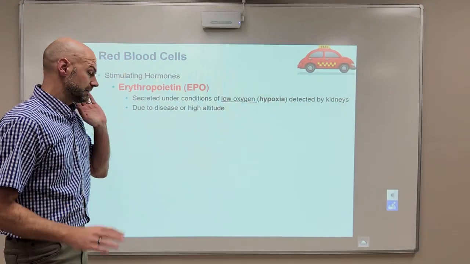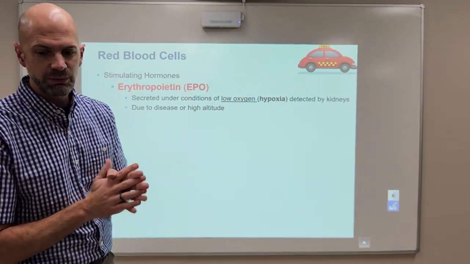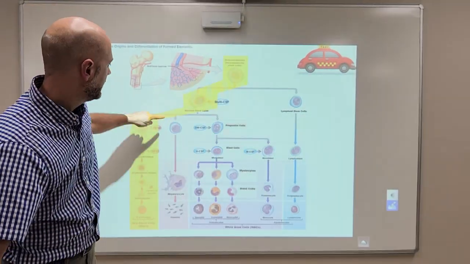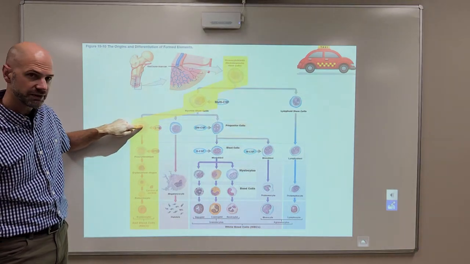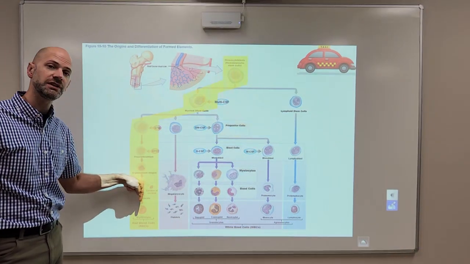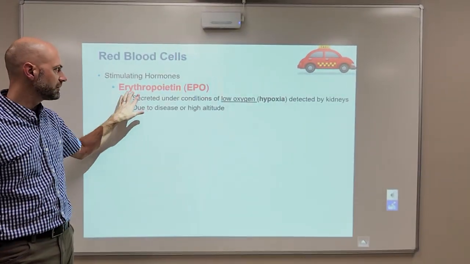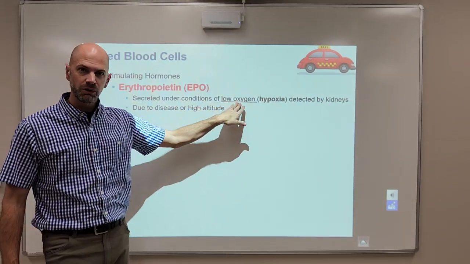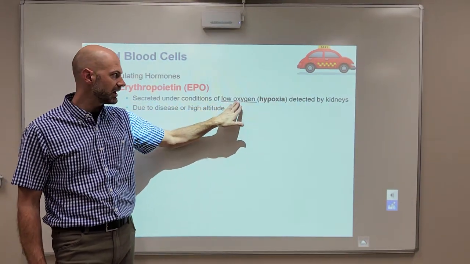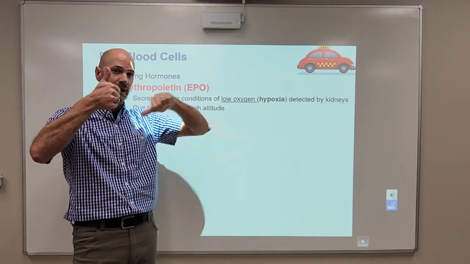So let's talk about EPO. Erythropoietin, we said, was an early hormone. It's a hormone that's stimulating this precursor cell to continue to differentiate into a mature red blood cell. So erythropoietin is the hormone. It's secreted under conditions of low oxygen. The name for that is called hypoxia. Remember hyper and hypo?